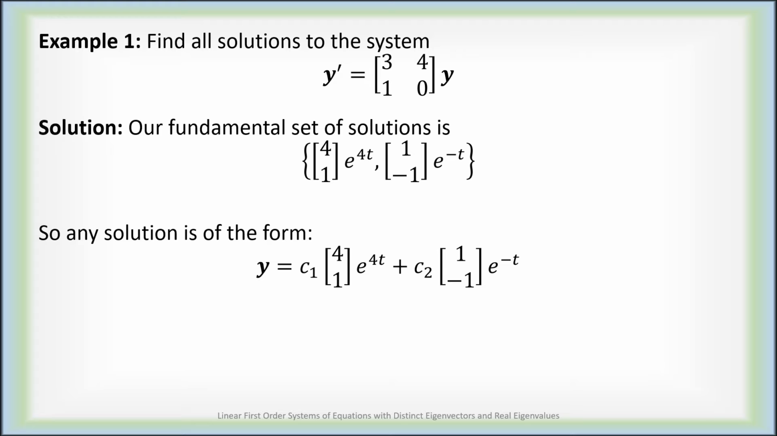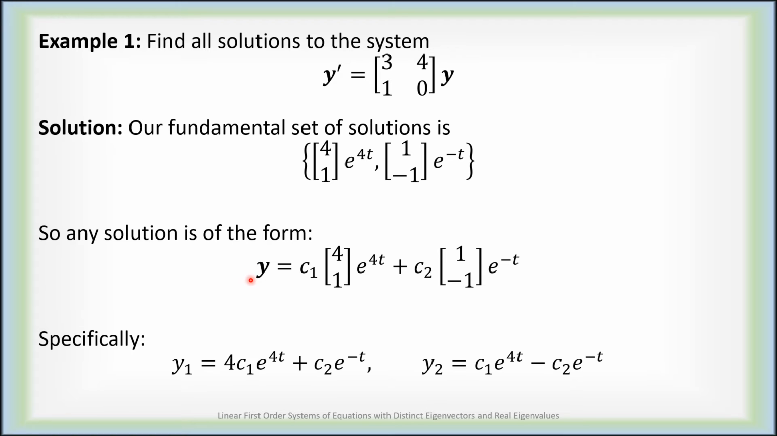Now, if you really prefer to represent the solution y as two distinct functions, y1 and y2, well, y1 and y2 are just the two entries of this column. So y1, the top entry, would be 4 c1 e to the 4t plus 1 c2 e to the minus t. So if you want, you can say y1 must be this here. And similarly, y2, the bottom entry, would be c1 e to the 4t minus c2 e to the minus t.